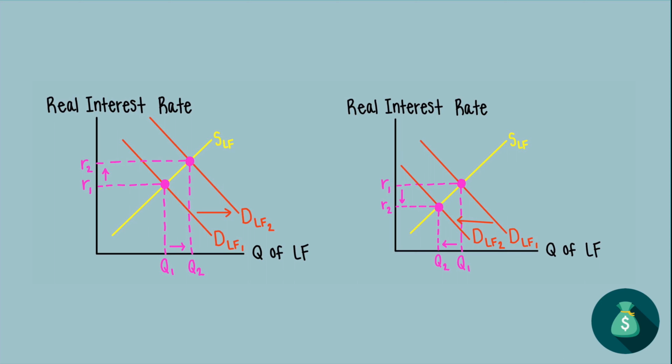The last shifter of the demand curve is changes in the government's borrowing, but it gets a little more complicated from here. Hey Jaya, can you explain it?